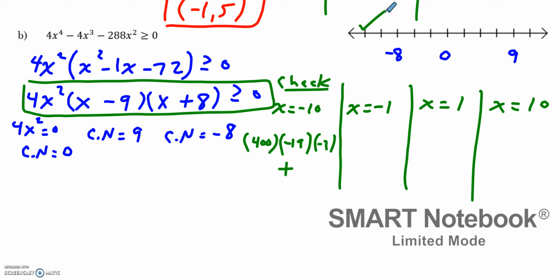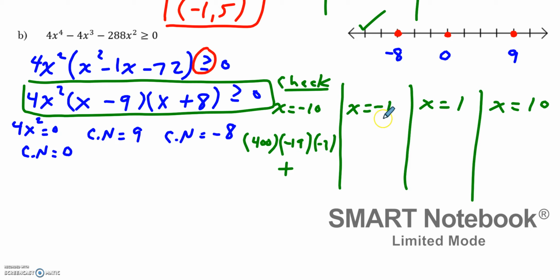Before I keep checking, I would like to point out that I should have put certain dots on these three numbers. Because my inequality is greater than or equal to, these three critical numbers are included. So you'd have closed dots on every single critical number. And this first region worked.